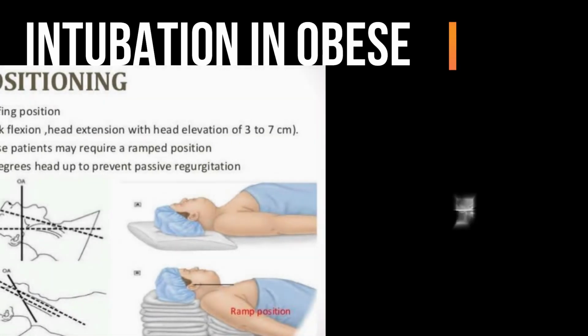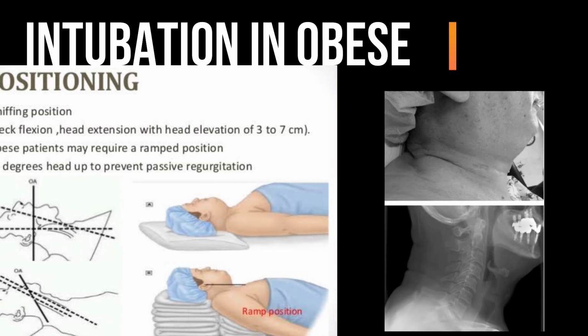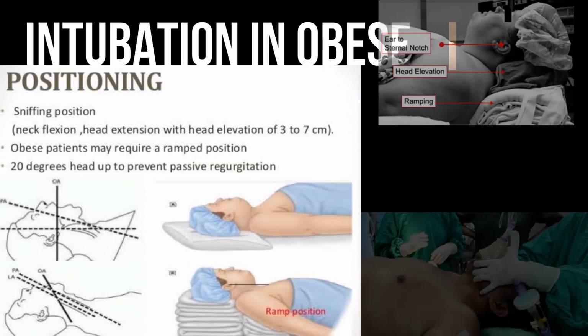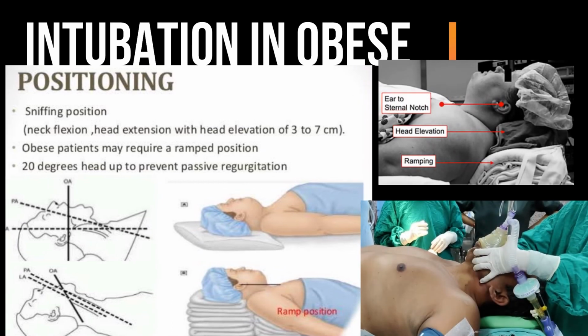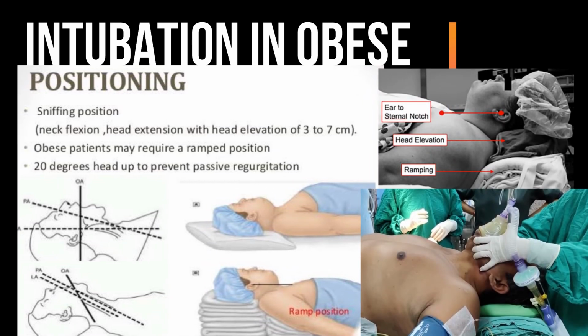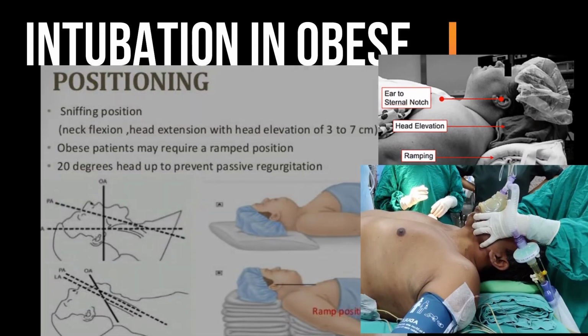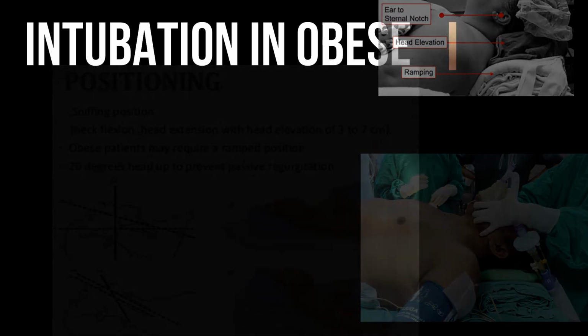Positioning for alignment of the three axes of the airway is a problem in obese due to thick and short neck. So they may require ramped up position, that is 20-degree head up position, which can be obtained by placing a number of pillows beneath the head and shoulder so that the tragus comes at the level of the sternal notch.